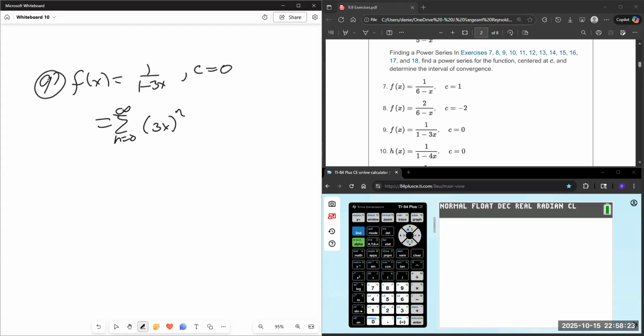So the absolute value of 3x is less than 1. 3 times the absolute value of x is less than 1. The absolute value of x is less than 1/3. So r is equal to 1/3.